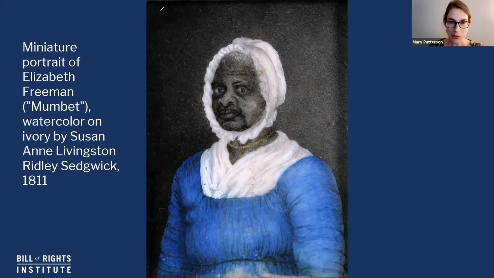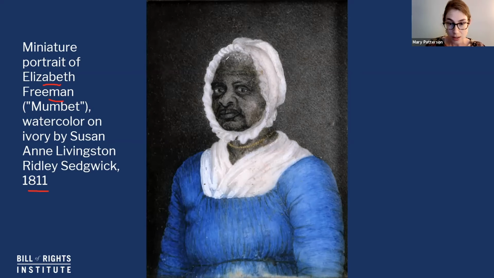So here is our artwork for today. This is a miniature portrait of Elizabeth Freeman, or Mumbet, and it is a watercolor on ivory by an artist named Susan Ann Livingston Ridgely Sedgwick from 1811. So my starting question was, what could this portrait tell us about African Americans in the founding era? Right off the bat, I can see that this is a portrait of an African American woman. I can see that her name is Elizabeth Freeman from the title, and it was painted in 1811. So this is sort of after the founding era, but I'm assuming she must have lived through the founding era.